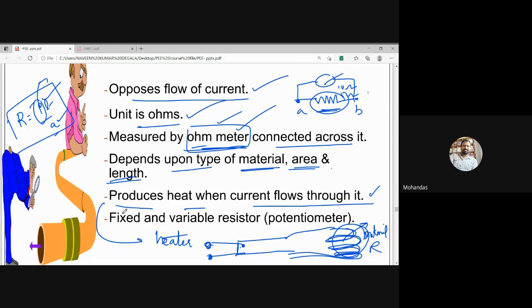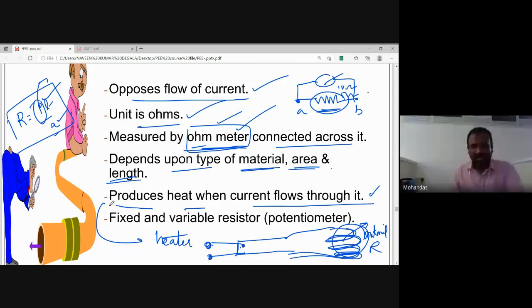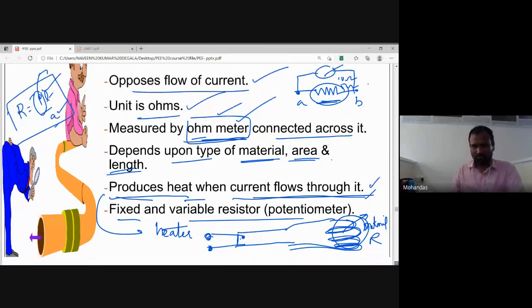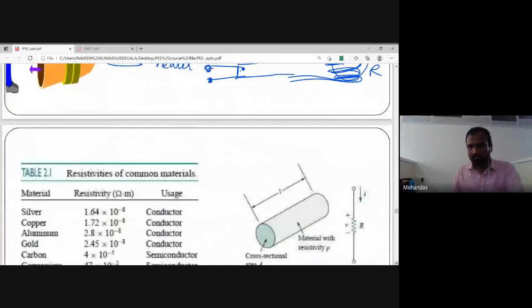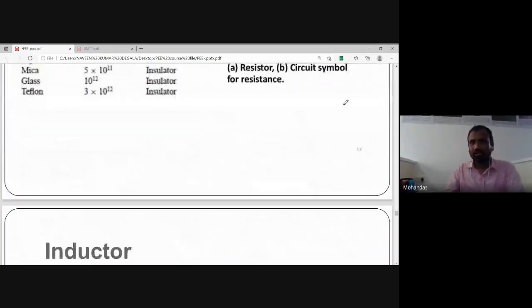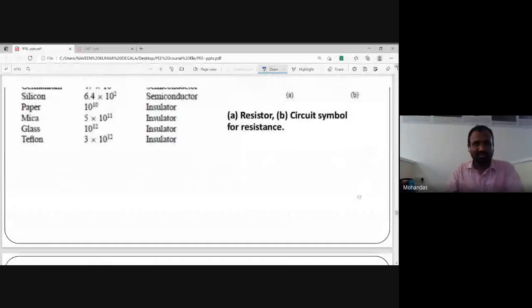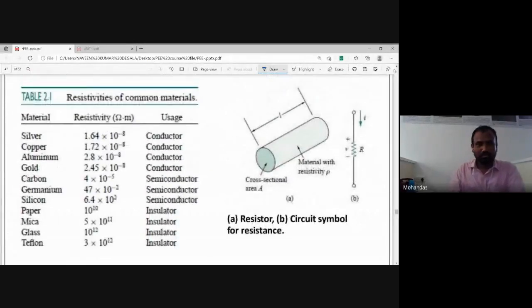So the best example to understand this point is that the material produces heat, which is the property of a resistor. It produces heat when current flows through it. Fixed and variable resistors are present. You can change the resistance. See here. Resistivity: I already said that R equals rho L by A.